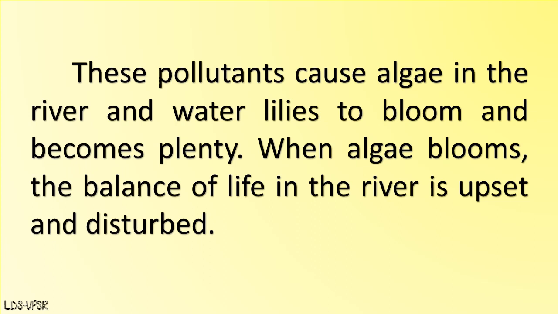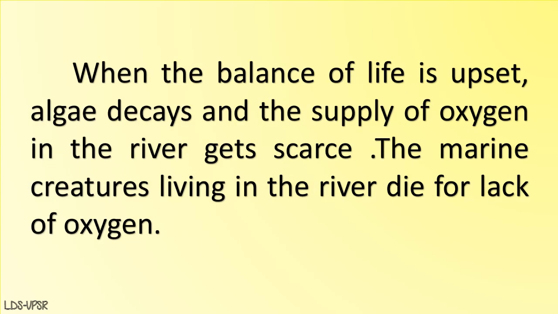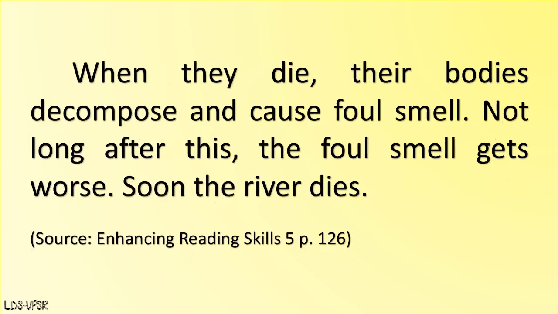These pollutants cause algae in the river and water lilies to bloom and becomes plenty. When algae blooms, the balance of life in the river is upset and disturbed. When the balance of life is upset, algae decays and the supply of oxygen in the river gets scarce. The marine creatures living in the river die for lack of oxygen. When they die, their bodies decompose and cause foul smell. Not long after this, the foul smell gets worse. Soon the river dies.